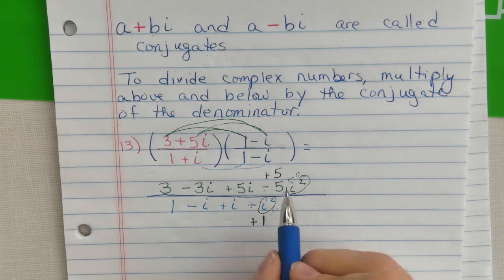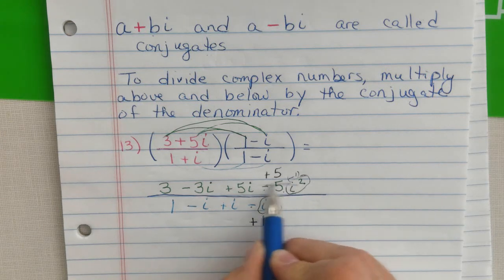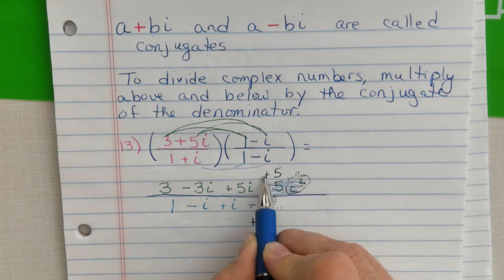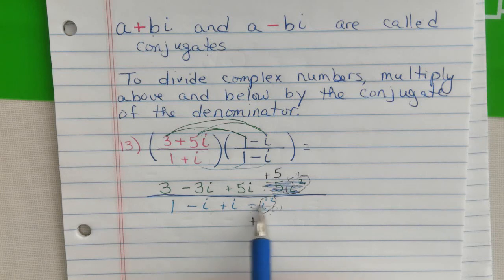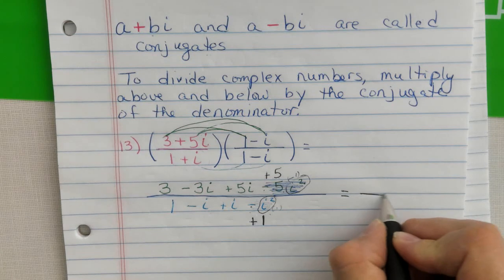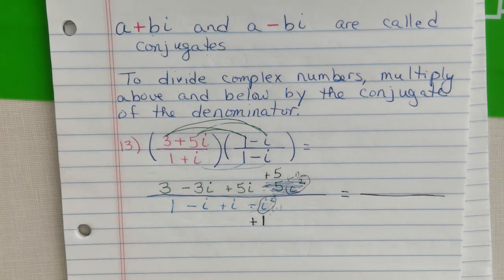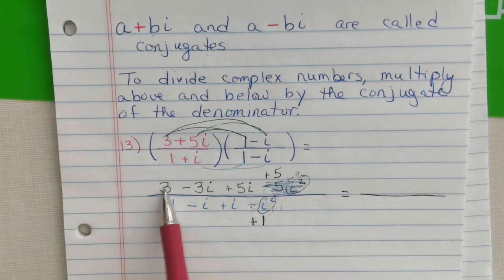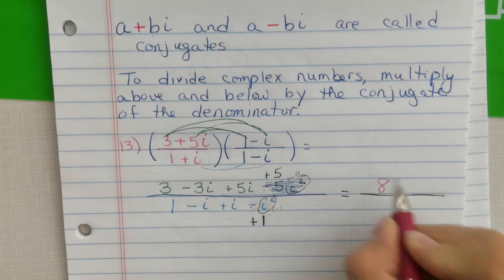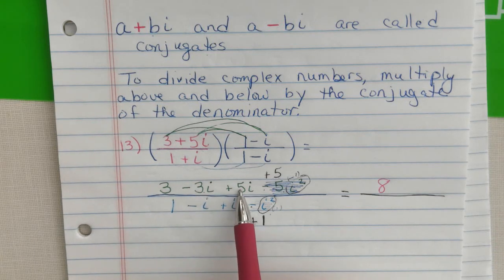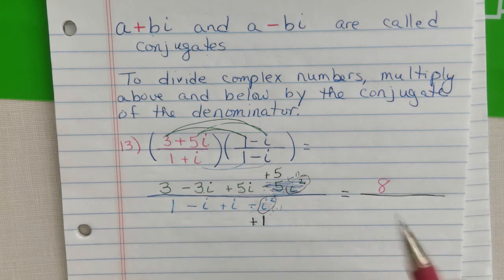So all of this stuff right here I'm replacing with this plus 5. This minus i squared I'm just putting as a plus 1. Now let's see. What do we have on top? 8 plus 2. Okay, the 3 plus 5 is 8. The negative 3i plus 5i, that is a plus 2i.